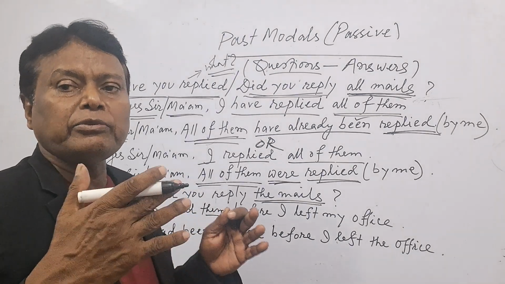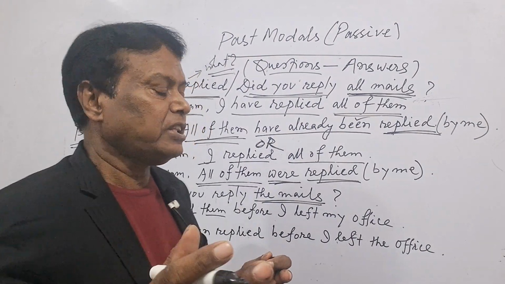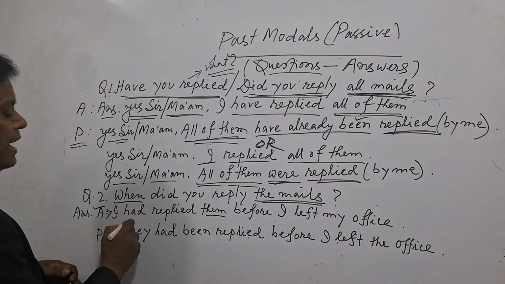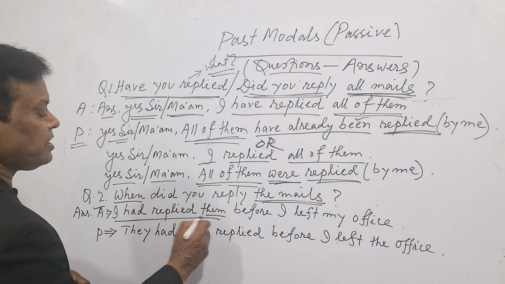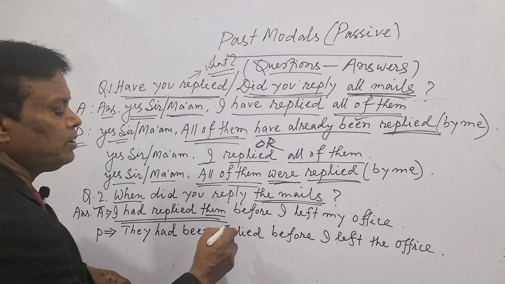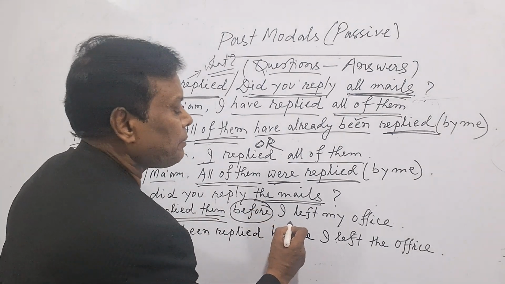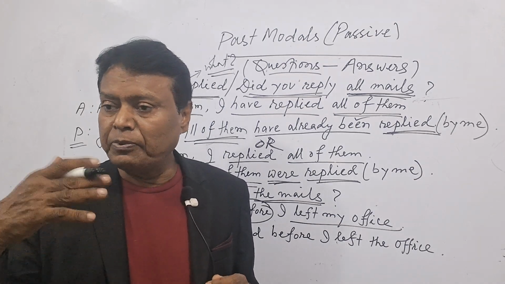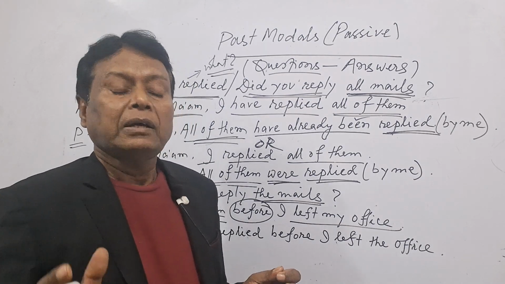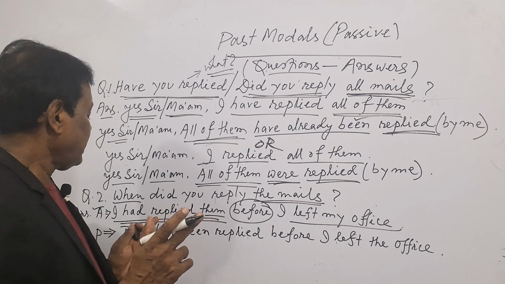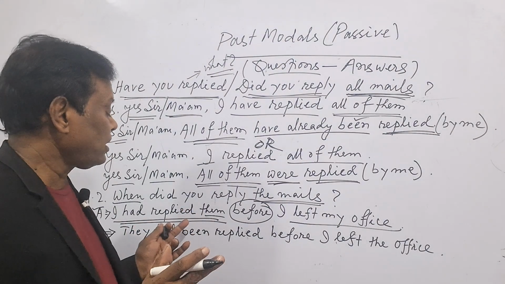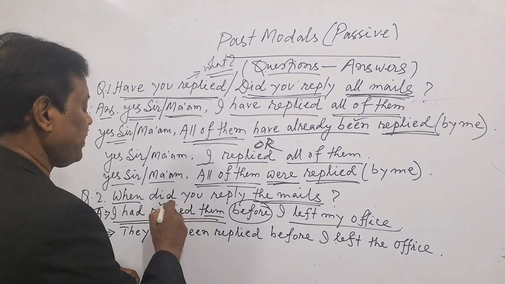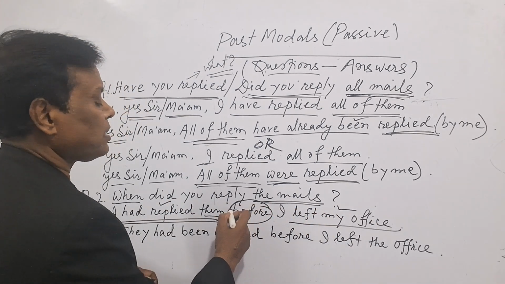Now see, here you can use a complex sentence. How? See the process. Active answer: I had replied them. It is past perfect tense. I had replied them. Before is a conjunction. Before I left my office. मैं ऑफिस से निकलने से पहले, ऑफिस छोड़ने से पहले मैं ये जो मेल का रिप्लाई कर चुका था या चुकी थी में पास्ट परफेक्ट टेंस आता है. So two actions are there. It is past perfect, this is simple past. So before is the conjunction.